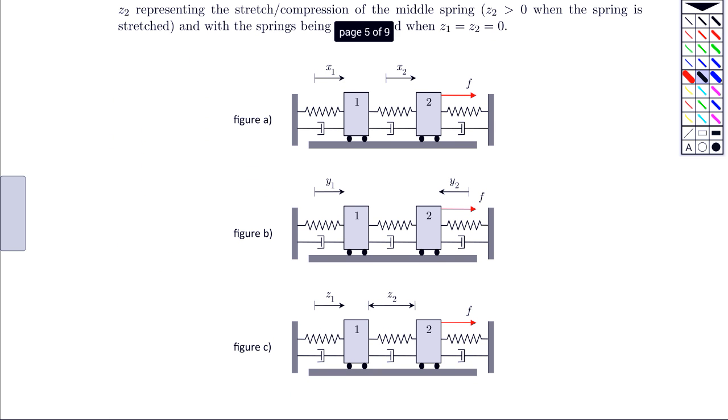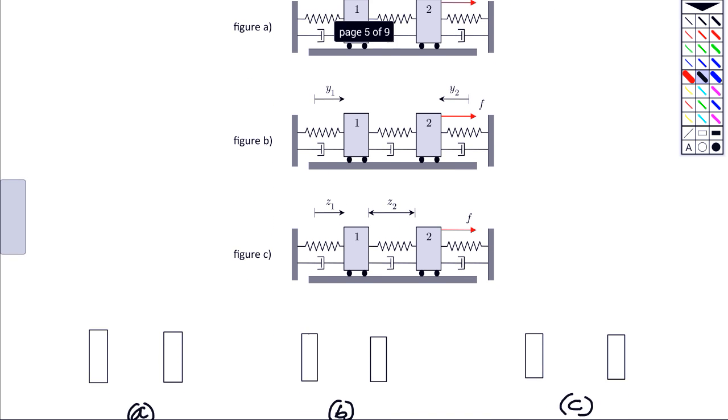In A, absolute coordinates x1 and x2 positive to the right. For figure B, absolute coordinate y1 to the right, absolute coordinate y2 positive to the left. And then figure C, absolute coordinate z1 to the right, and z2 being the motion of 2 relative to 1. We want to come up with, again, the equations of motion for those coordinates. So we're going to end up with 3 different sets of equations of motion.